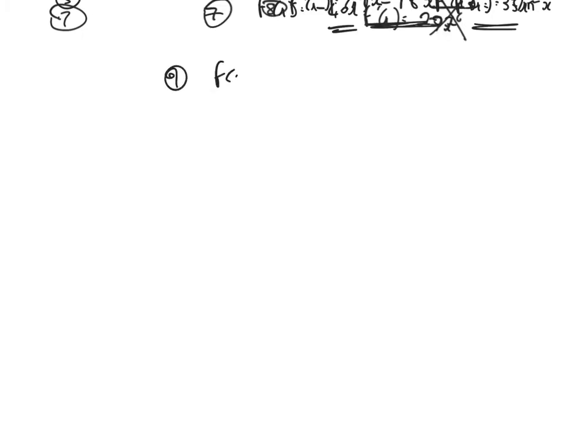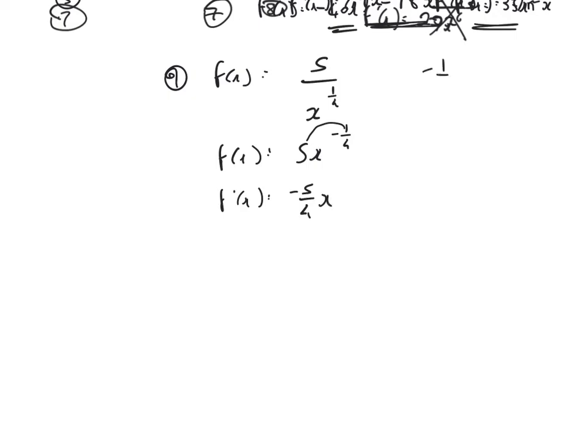Okay, example 9. F of x equals 5 over x to the 1/4. Bring the power up, change its sign, 5x to the minus 1/4. Differentiate, bring the power down, multiply, take 1 away from the power. Minus 1/4 times 5 is minus 5/4. X to the, what's minus a quarter, take away 1. Minus a quarter, take away 4/4, and that is minus 5/4. Final answer.